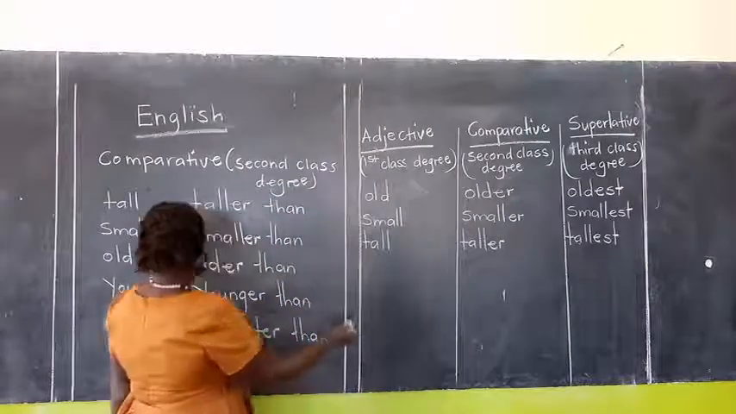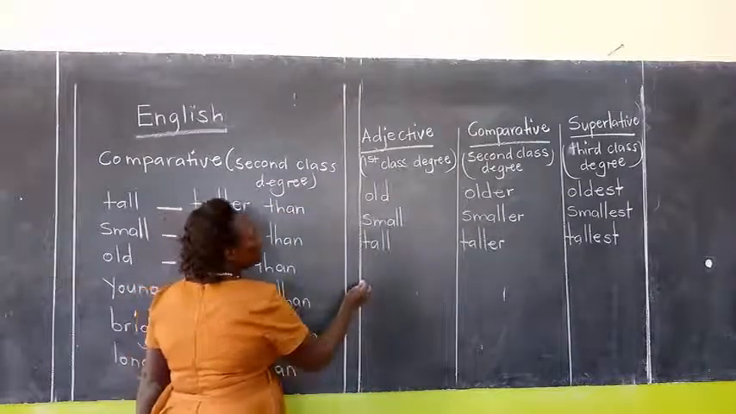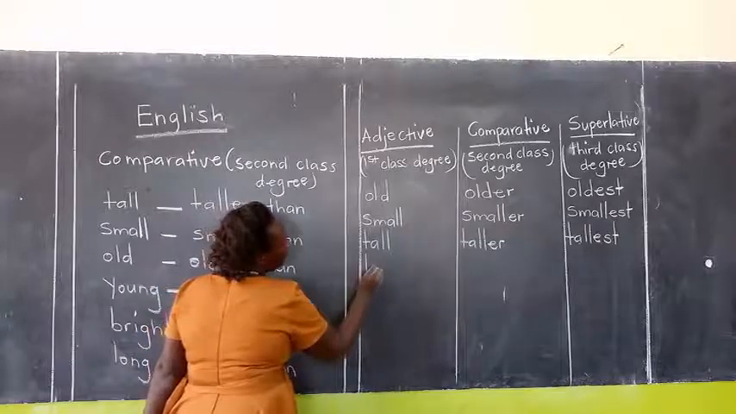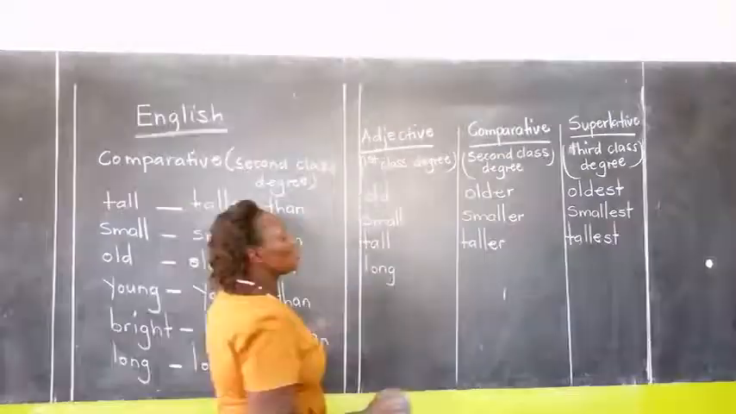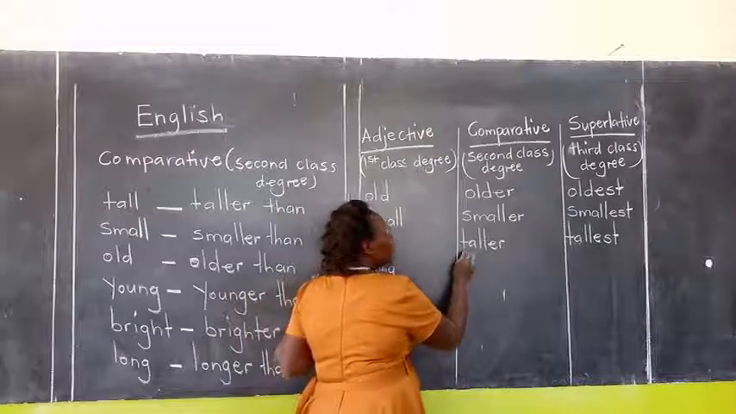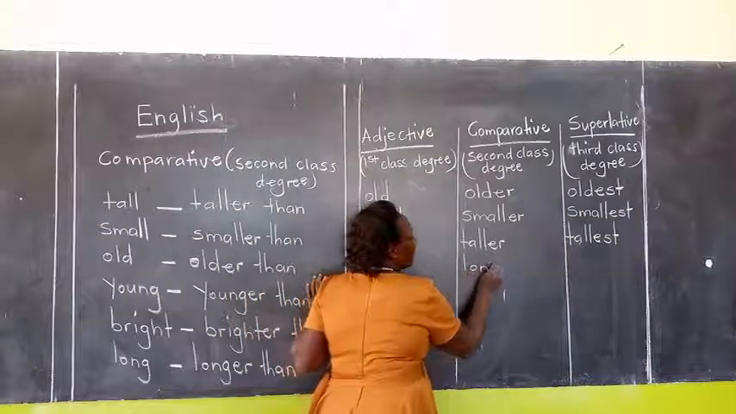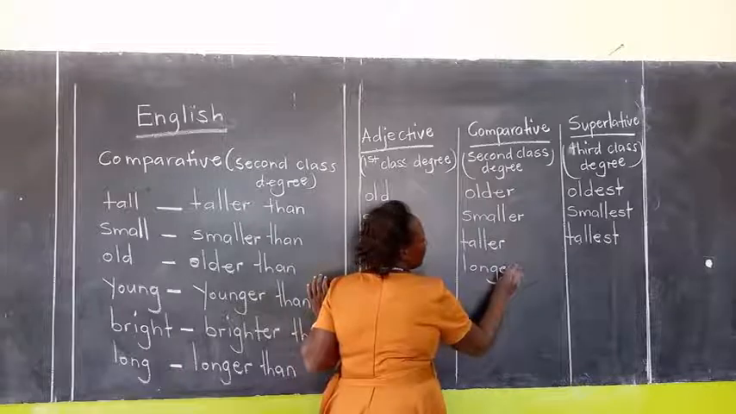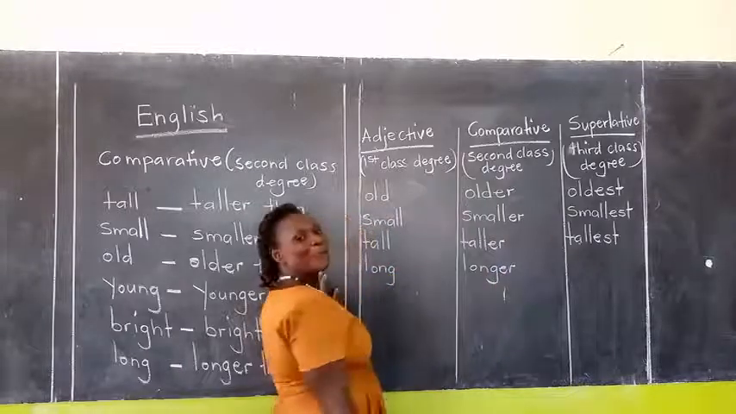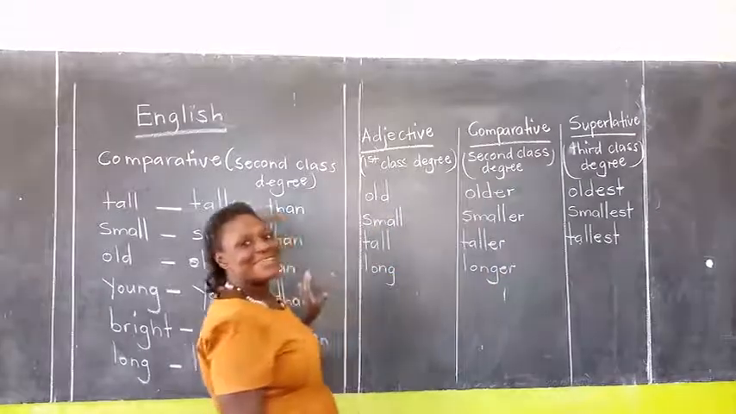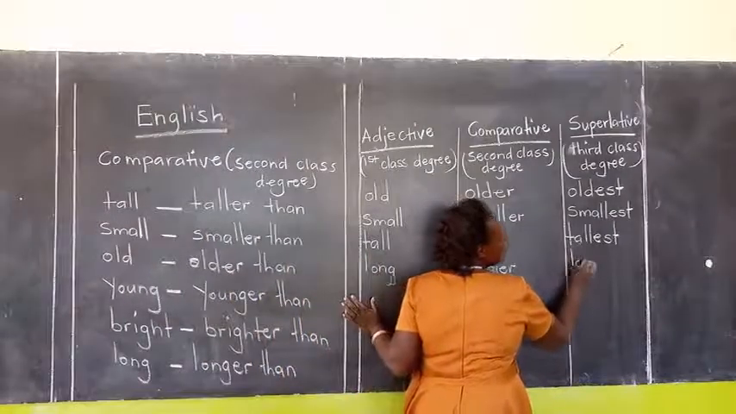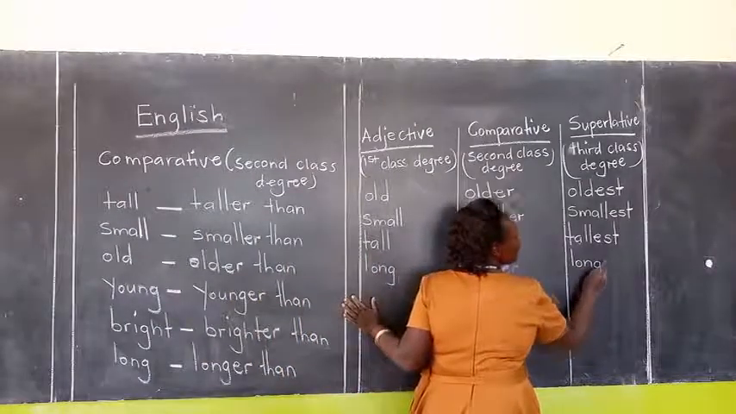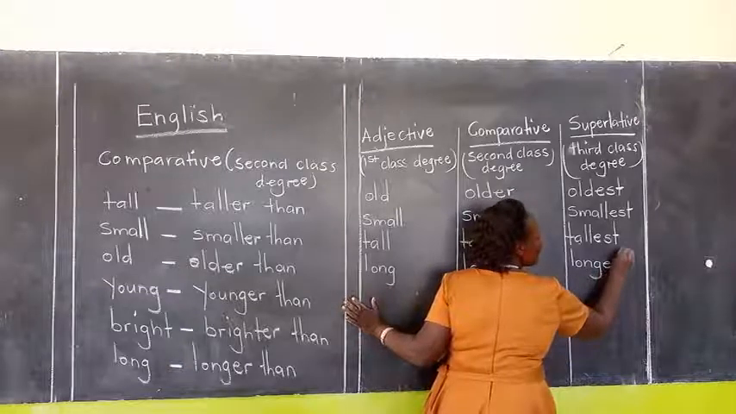We can also have long as an adjective. What about when you are comparing the two? We have longer. Then when you are comparing the third class, that is longest. It is the longest tree in the forest. Longest.